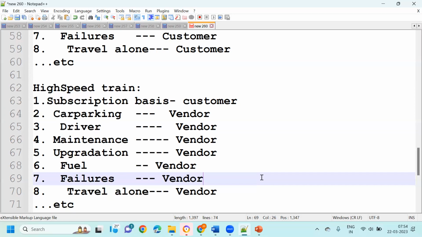Are you guys good up to here? Yes, sir. Good. You need to remember these things. What is the difference between on-premise and cloud?